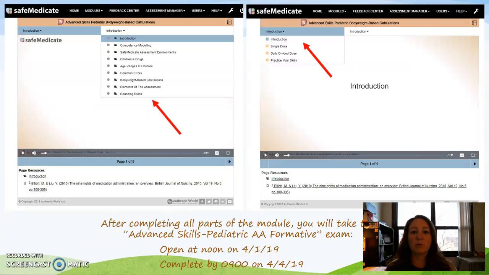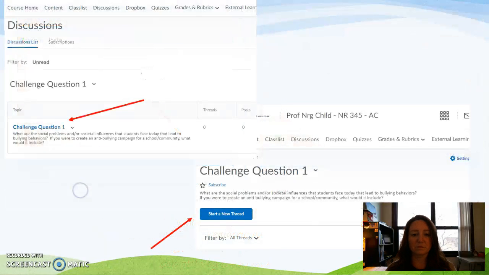Once you've done that, you can move on to the Advanced Skills Pediatric AA Formative exam that will pop up on your list of modules to complete. I will open up the practice module, which you can complete at any time. The actual formative exam will be open starting at noon on the 1st, and you just need to complete that by the start of class, 0900 on the 4th. If you're somebody that wants to work ahead, those will be available to you.